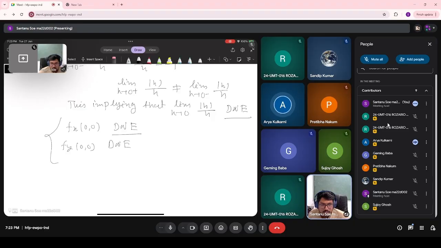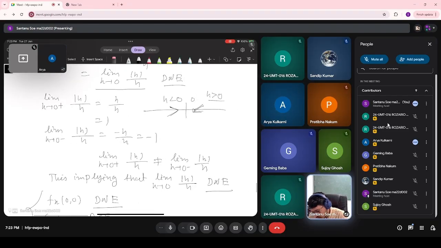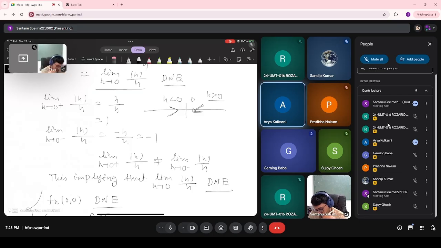Sir, can you scroll up one time, please? Here. Sir, the DNE written above the diagram, how can you prove that it does not exist? About the arrow diagram, the DNE, does not exist. You have written that. How can you prove it, sir? Sir, can you explain once more?